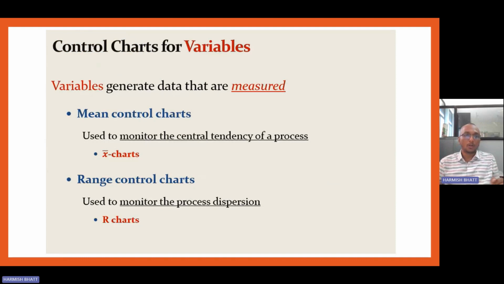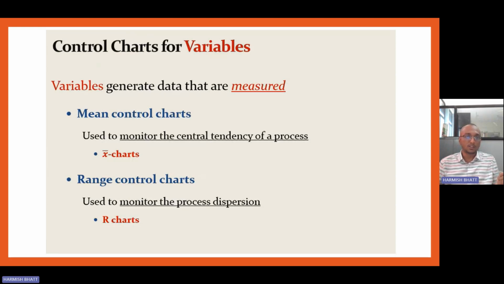Okay, so now we will be focusing on control charts for variables. In the previous sessions, we have understood there are mainly two types of control charts: control charts for variables and control charts for attributes. In this session, we are focusing on the control charts for variables. Basically, two different types of charts can be prepared under this category.